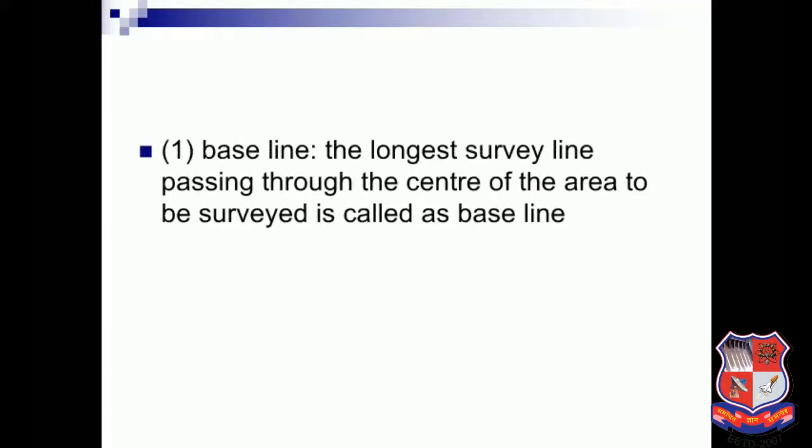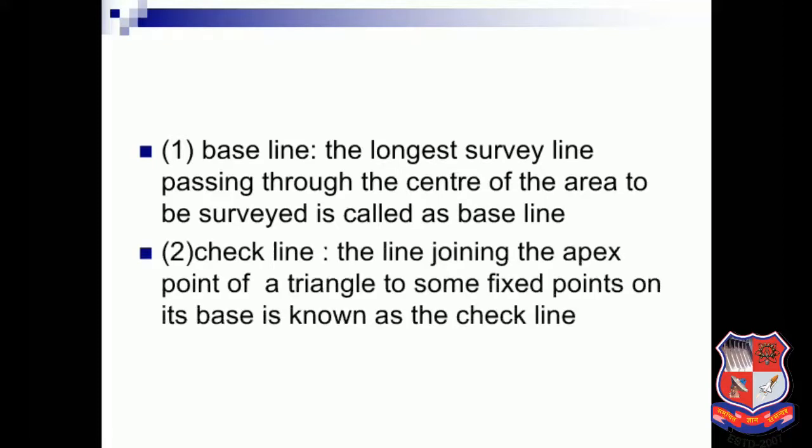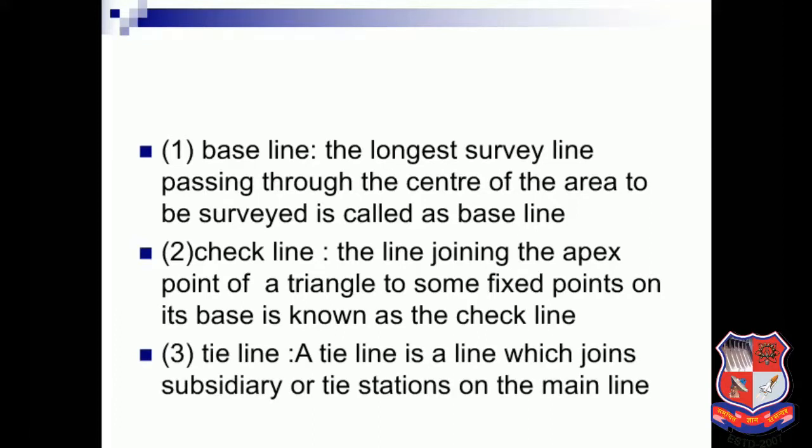So next one is a baseline. The longest survey line passing through the center of the area to be surveyed is called the baseline. Check line: the line joining the apex point of a triangle to some fixed point on its base is known as the check line. Third one is a tie line, which is a line which joins the subsidiary or tie stations on the main line.